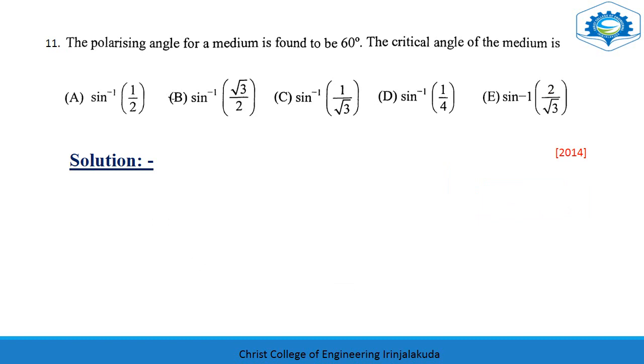Next question from the 2014 paper. The polarizing angle for a medium is found to be 60 degree. The critical angle of the medium is? So now we should know the equation connecting polarizing angle and critical angle. What's the equation? Tan I is equal to 1 by sin C, where I is the polarizing angle and C is the critical angle.